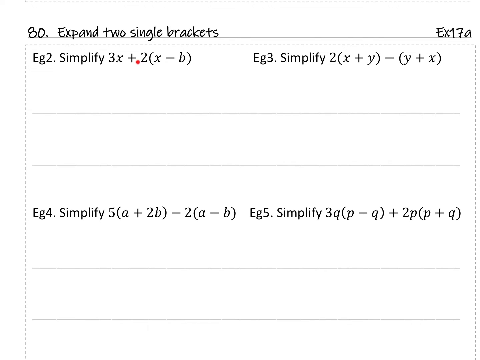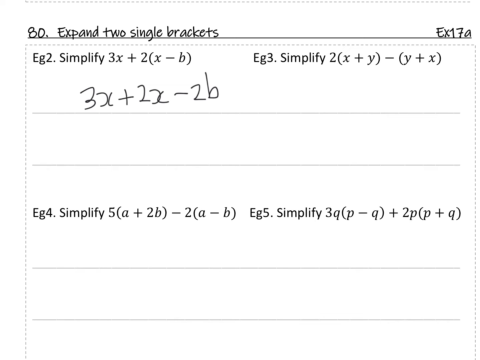We begin with expanding out the bracket. So we'd write down the 3x, it stays there. And then we're going to do 2 times x, which is 2x, and 2 times minus b. 2 times b would be 2b. 2 is a positive number, b is a negative number. A positive times a negative is a negative.